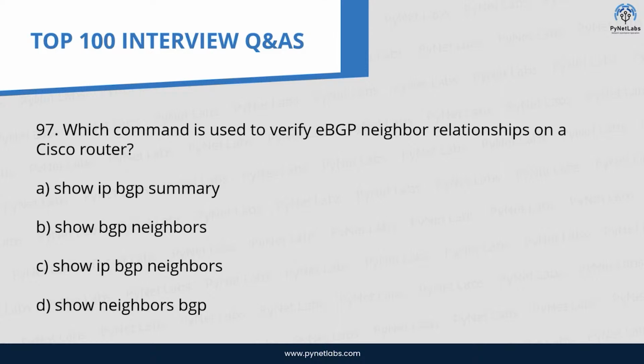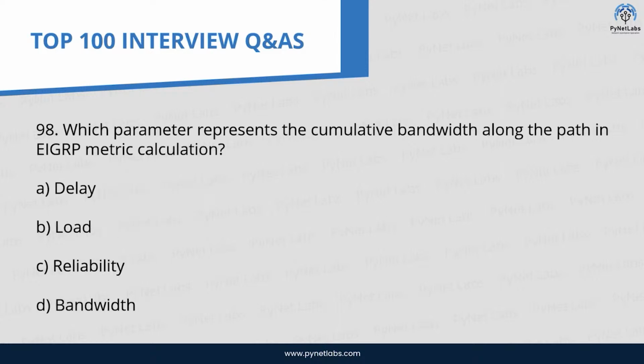Now going to question number 98, the third last question we have: which parameter represents the cumulative bandwidth along the path in EIGRP metric calculation? See, read the question once again. Which parameter represents the cumulative bandwidth along the path in EIGRP metric calculation? So it's asking about the representation of cumulative bandwidth. So delay will not be there, reliability will not be there, load will not be there. So hence the correct answer is going to be the bandwidth.